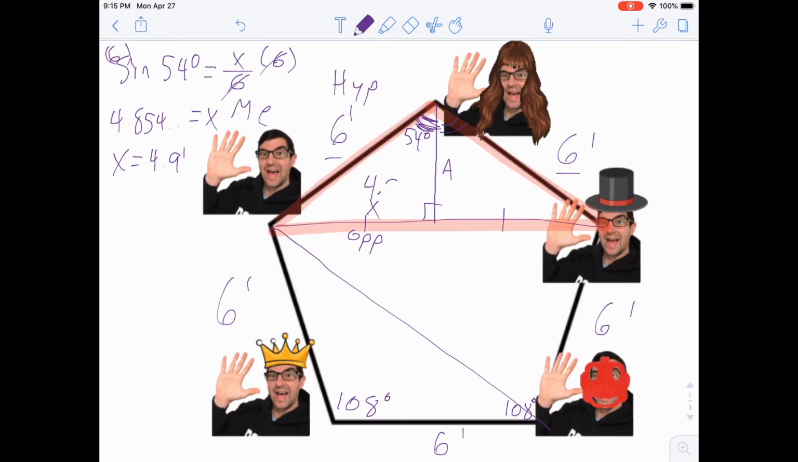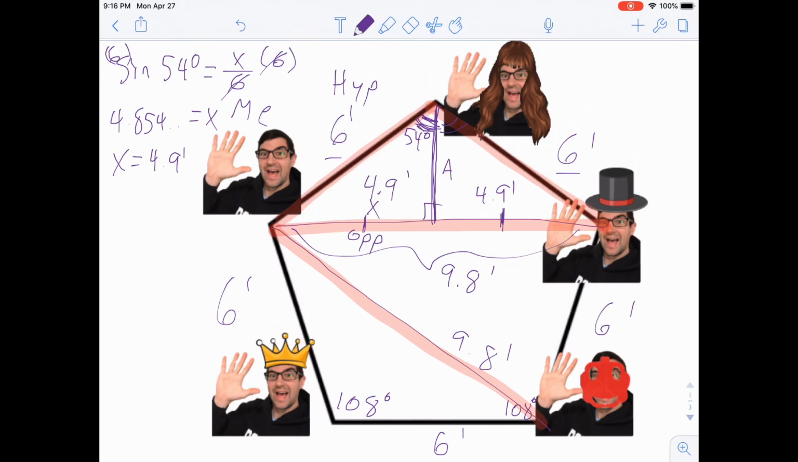Right here, this side is 4.9 feet. Since the line that I drew, the perpendicular bisector, bisected this bottom side, I could now say that this right-hand side here is also 4.9. So how far am I away from my top hat friend? Well, I'd add 4.9 and 4.9, and I would get 9.8 feet. Which means I'm also 9.8 feet away from this mask here.